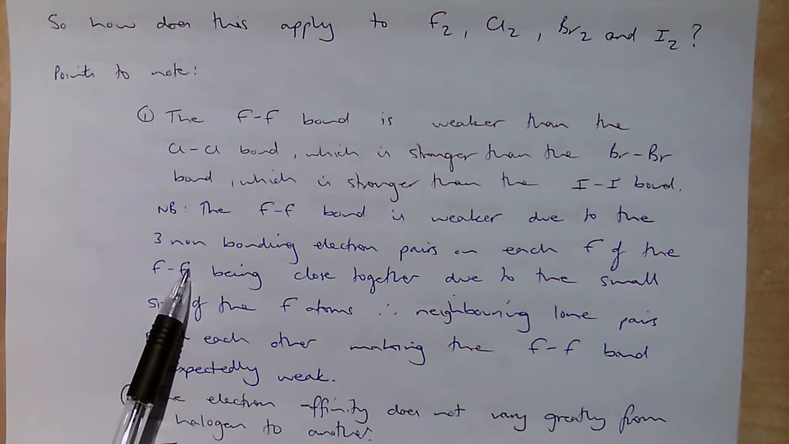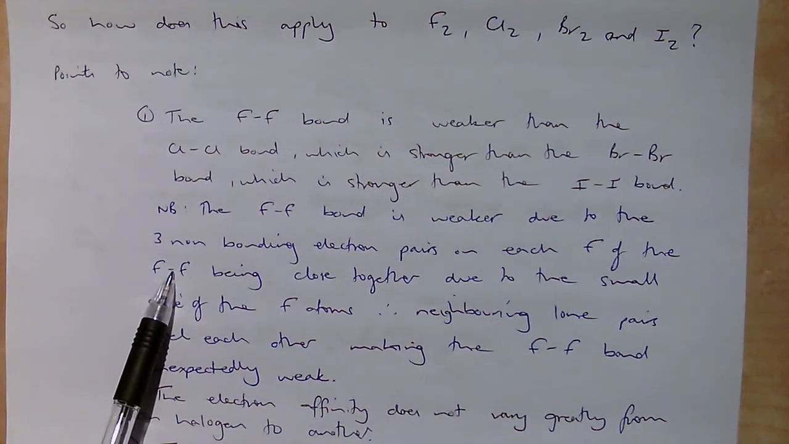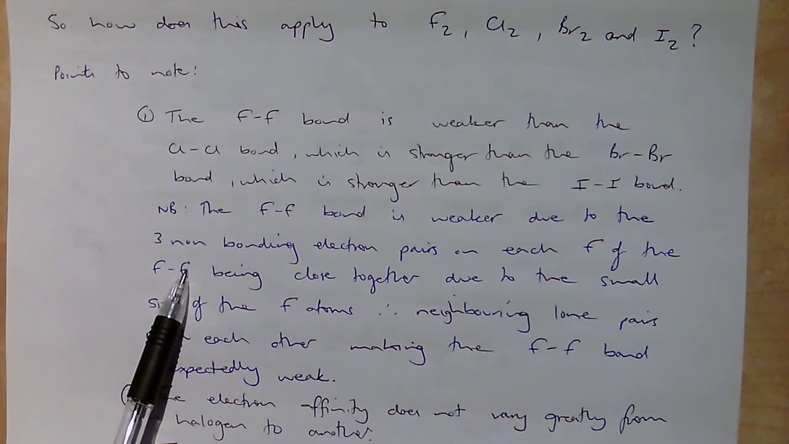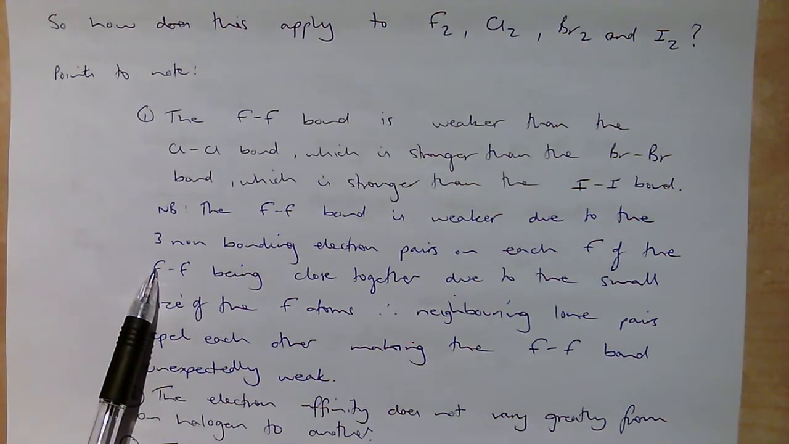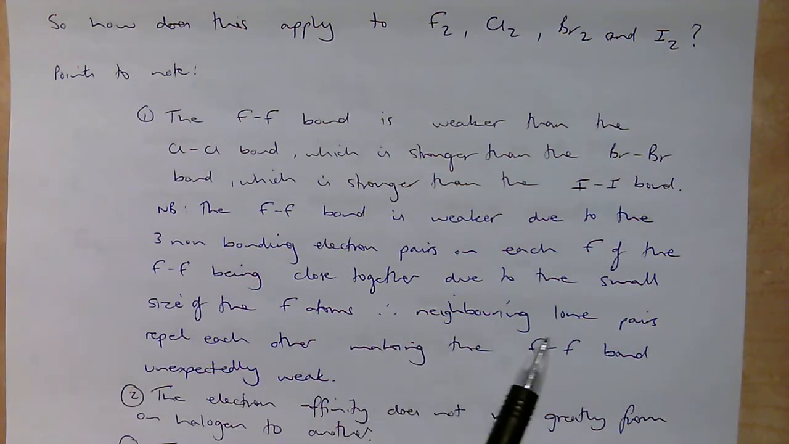That has three non-bonding pairs, that has three non-bonding pairs, and because that bond is short, the three non-bonding pairs there and the three non-bonding pairs there repel each other, which actually makes that bond really quite weak. Okay, so I've said that here. The neighbouring lone pairs repel each other, making the F-F bond unexpectedly weak.